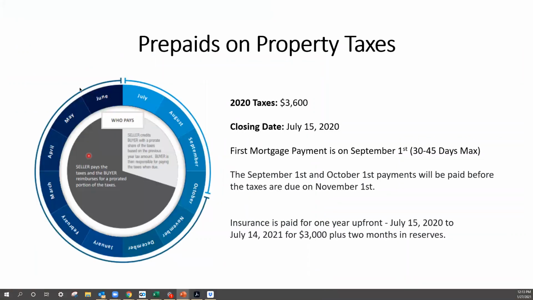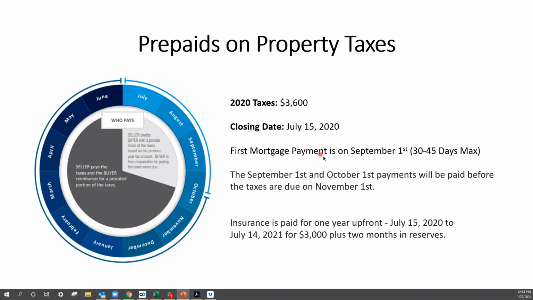All right. So here I have a chart that I downloaded on the internet. And I think that this chart is really good because you can have all the months laid out here mentally so you can count them. And that way you can figure out how many months are going to be collected for prepaids. Okay. So we have prepaids on property taxes. In this example that I put together, the 2020 taxes were $3,600. The closing date in this example was July 15 of 2020.